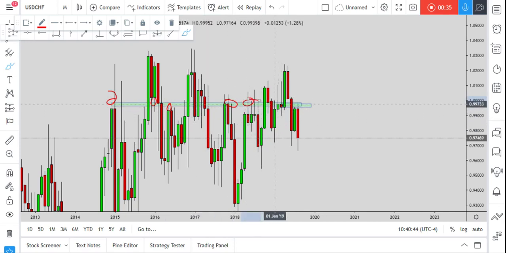Now we have only two fake breakouts of the zone. At the moment the market respected this area very aggressively, so we know that from the monthly time frame there is a lot of potential to the downside for this pair.